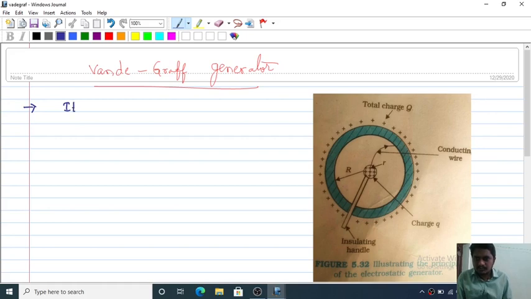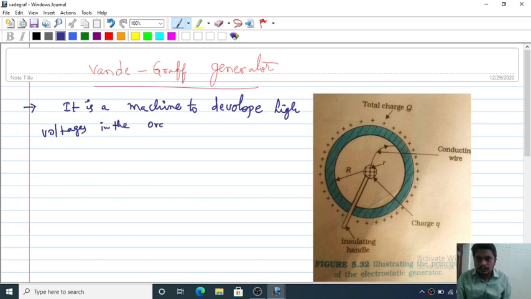It is a machine to develop very high voltages, in the order of 10 power of 6 volts, that is, a few million volts. And these voltages are used in some nuclear reaction experiments to accelerate particles like electrons and protons. That is the function of this Van de Graaff generator.